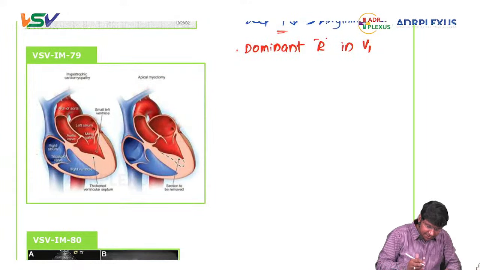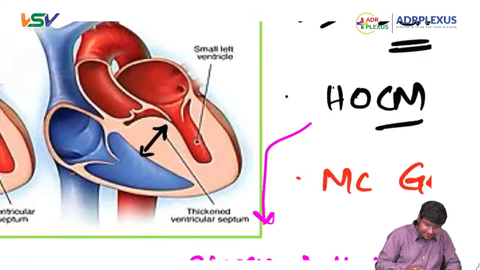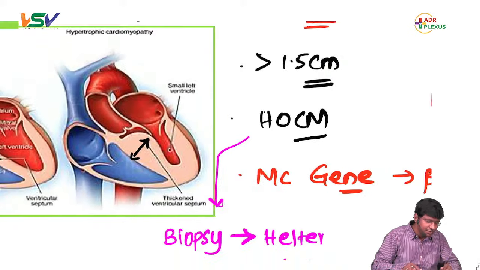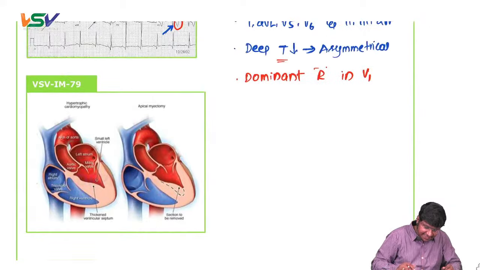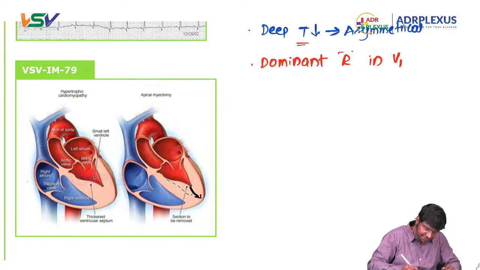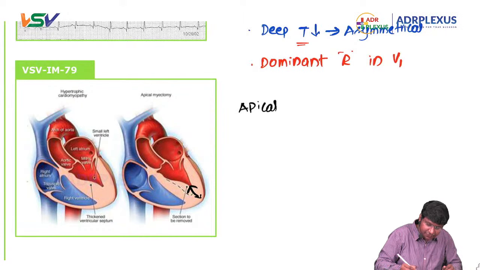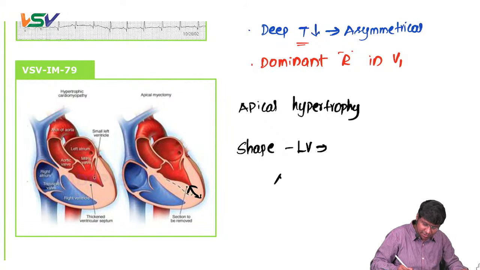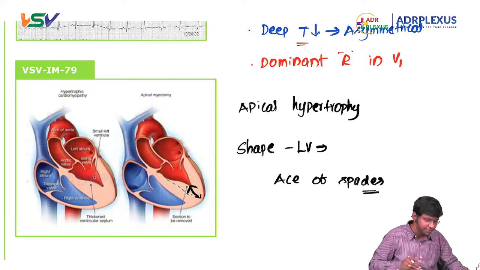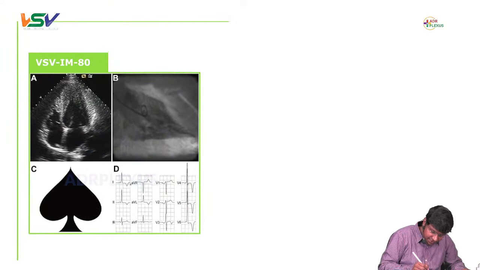And next, now this is like hypertrophy at the septum. If the hypertrophy is at the septum, then the shape of your LV lumen will be a banana shaped LV. Whereas if the hypertrophy is at the apex, this we call apical hypertrophy. Tell me, in case of apical hypertrophy, what will be the shape of the LV? Anyone? Right, so this is what is called the ace of spades, okay? So this is what is giving you this ace of spades appearance.